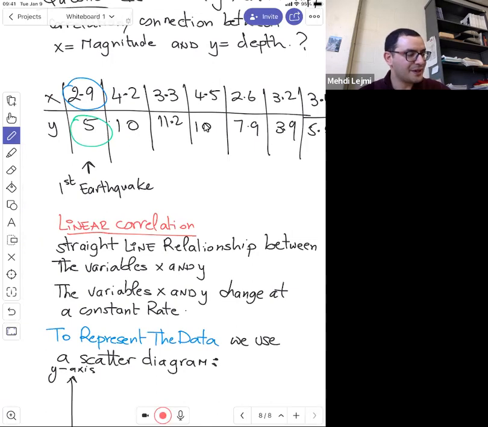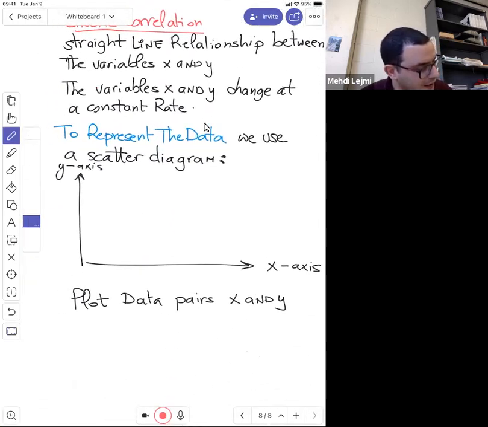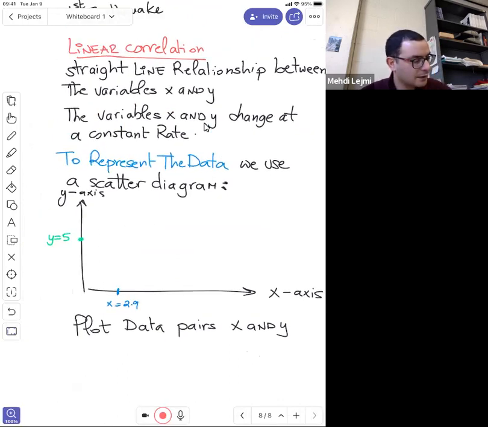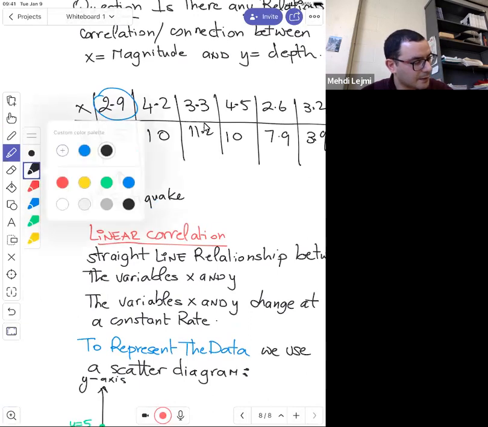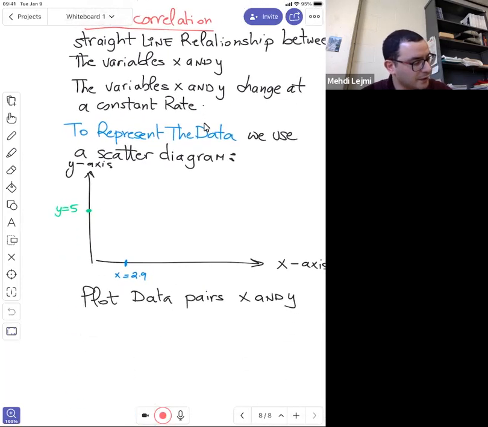So what we do to represent this pair of data, 2.9 and 5, so your X is 2.9, somewhere here, let's say this is your X equal to 2.9, right? And then here on the vertical axis, your Y is 5. When your X is 2.9, then Y is 5, so the corresponding point would be this one right here. So that will be the corresponding point.